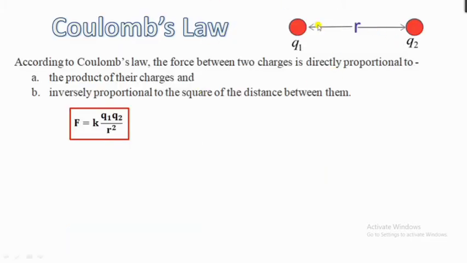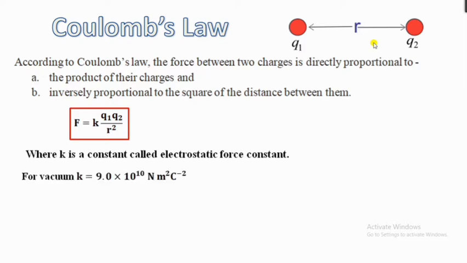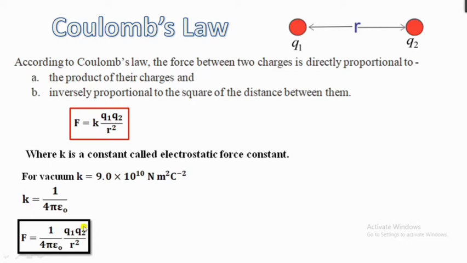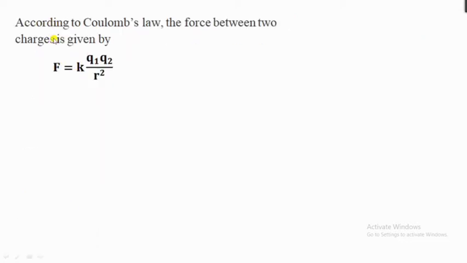If two charges are there at distance r, then the force between them is given by F is equal to K, the product of two charges, divided by the square of the distance between them, and K is a constant called electrostatic force constant. K can also be written as 1 by 4 pi epsilon naught. This is the mathematical form of Coulomb's law.